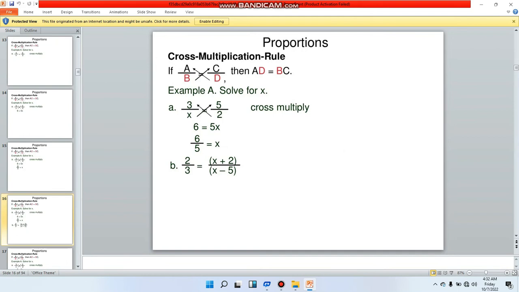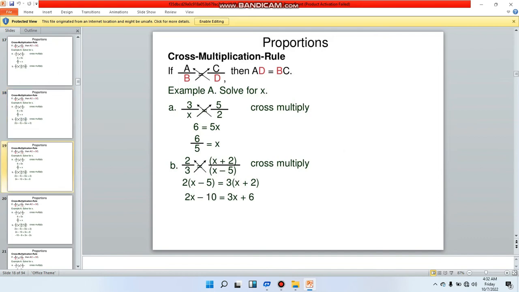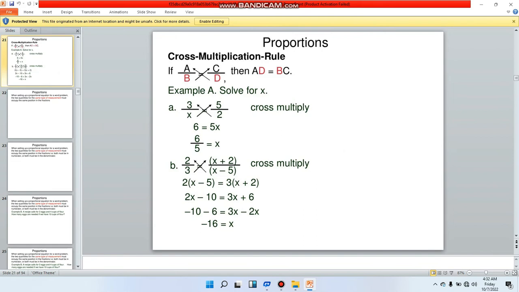Question number 2. B: 2 over 3 equals x plus 2 over x minus 5. We will cross multiply it. 2 into x minus 5 equals 3 into x plus 2. Multiply the 2 by the x and minus 5: 2x minus 10. Similarly 3x plus 6. We isolate the x terms on one side and the constants on the other side. This gives the value of x as minus 16.